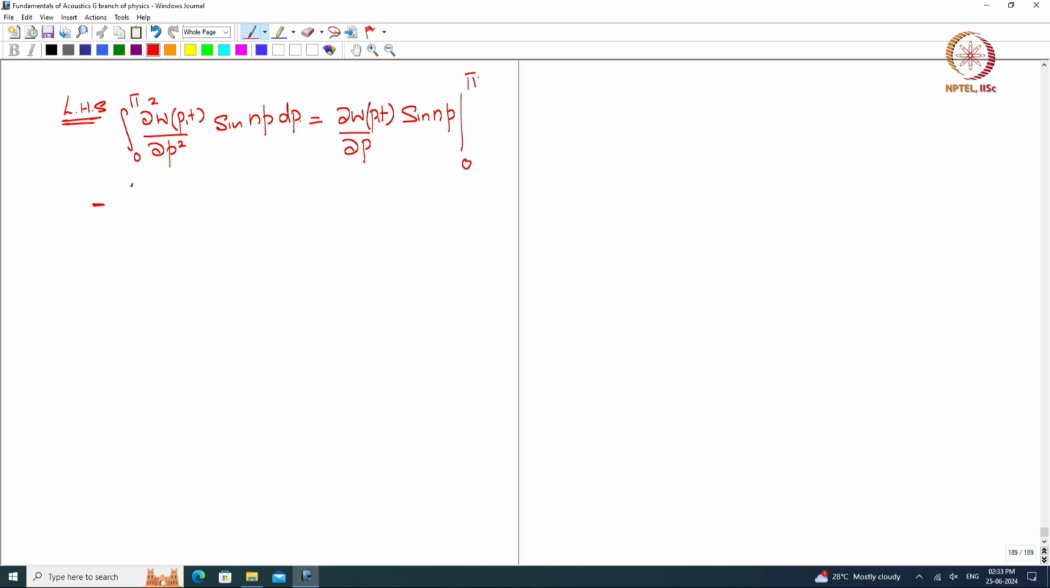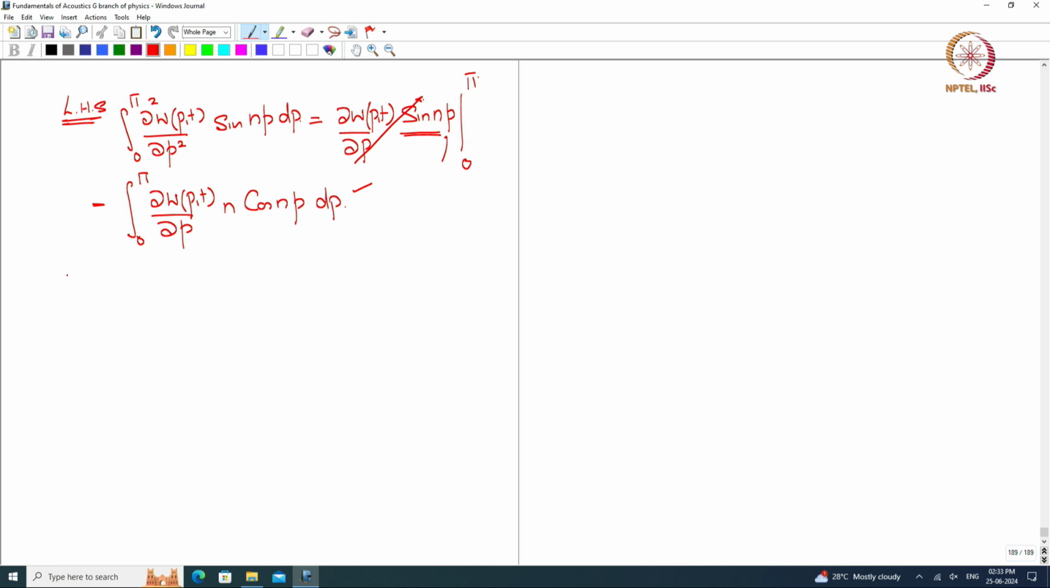minus the integral 0 to pi of the integral of the first function and the derivative of the second function, minus n cos nP dP. Now sine nP at P equal to 0 and P equal to pi is 0, so this term goes to 0. So we have to contend with this term.